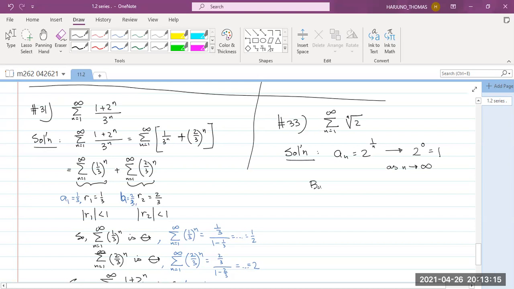By test for divergence, because the sequence is not converging to 0, then this infinite sum of nth root of 2 is divergent.